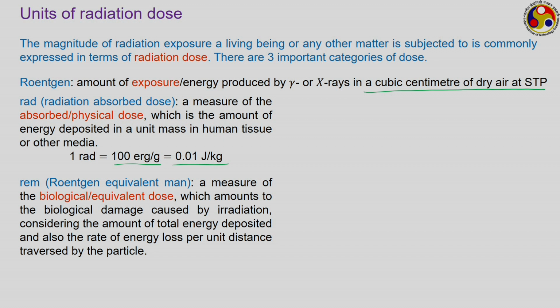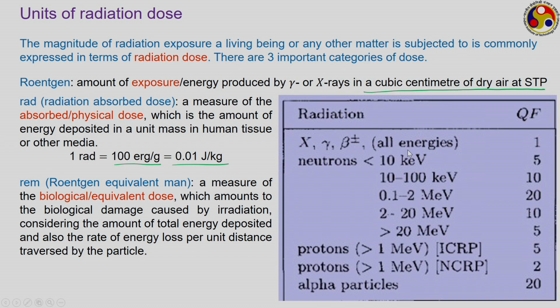And that will depend upon, definitely, the total amount of energy that is getting deposited on the tissue, and secondly the rate of energy loss per unit distance traversed by the particle within the tissue. These two combined are generally given in terms of something known as quality factor, QF. Different particles have different kinds of quality factors, like X-ray, gamma rays or the beta particles.